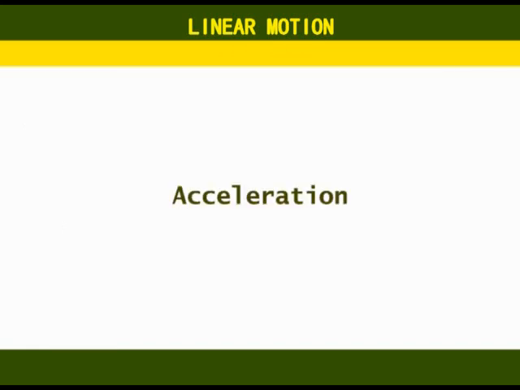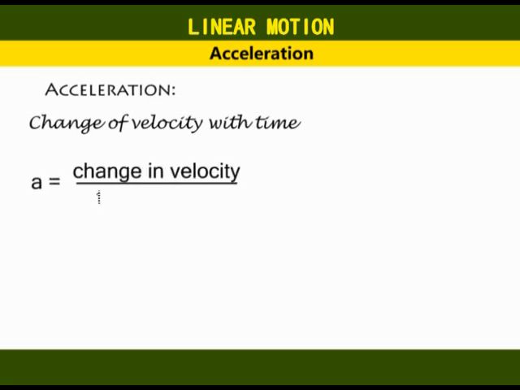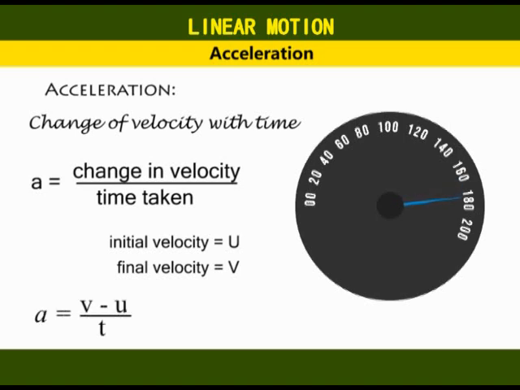Let's move to acceleration. Acceleration is the change of velocity with time. Mathematically, acceleration is equal to change in velocity over time taken. When the speed of a moving object increases with time, we say the object is accelerating. The velocity changes from an initial velocity u to a final velocity v during a time t. And therefore acceleration is equal to v minus u over t. The SI units of acceleration is meters per second squared.